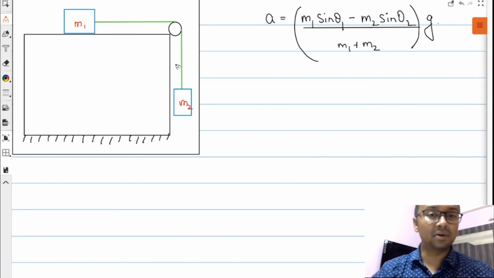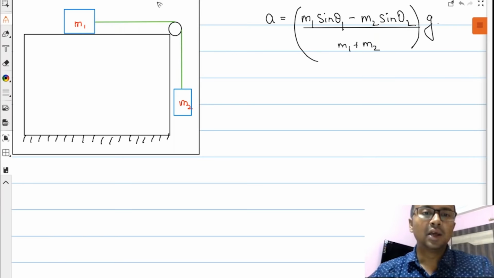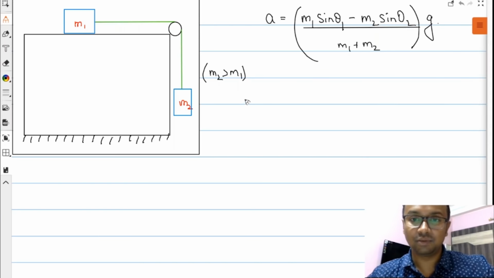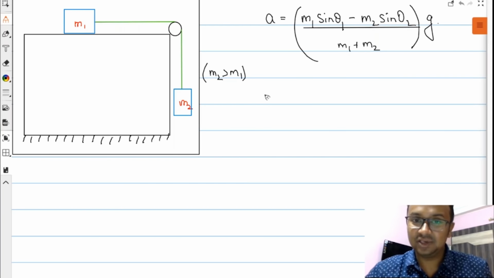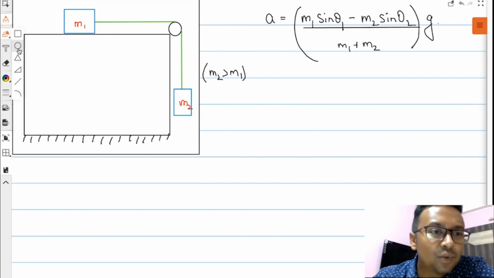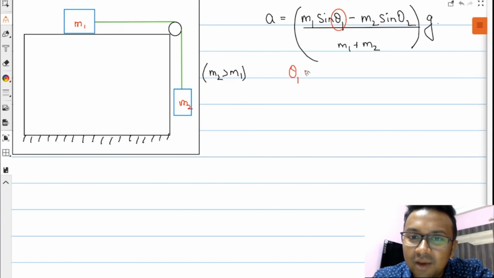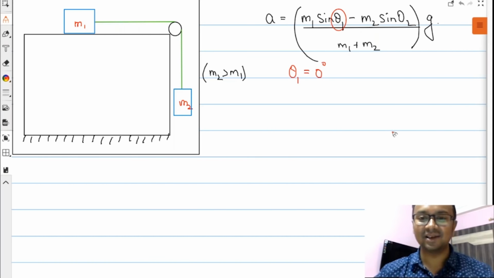Just remember, in this one let's assume that my M2 is greater than M1. However, even if M1 is greater than M2, probably there is no friction, it is going to move, undoubtedly. Now the main thing is, what is going to be the value of theta1 out here, students? What do you think is the value of theta1? Theta1, what do you say? It is 0 degrees. Theta1 is equal to 0 degrees.